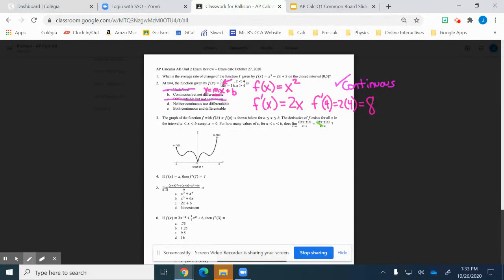So, we could have crossed that one out a while ago because we determined its continuity. So the answer to this is that this function at x equals 4 is both continuous and differentiable. Now, that doesn't mean it doesn't change, right?